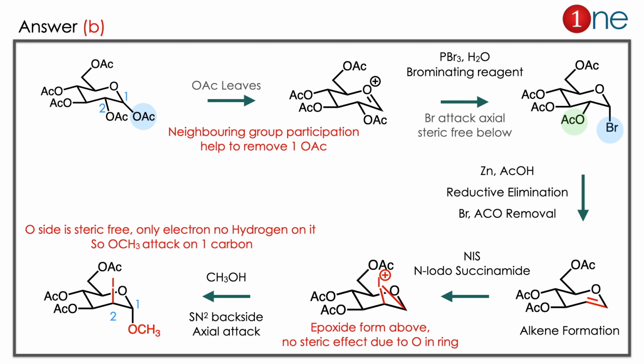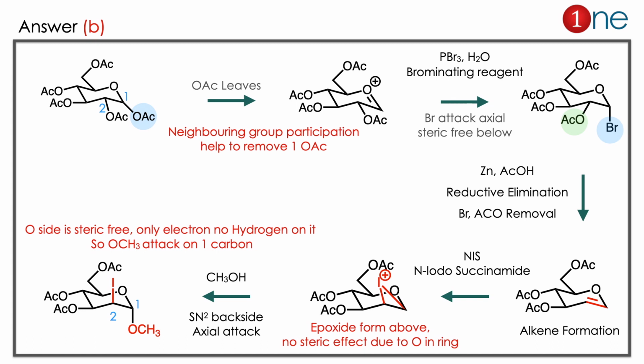Next step here is NIS. NIS means it's an analog of NBS, N-bromosuccinimide. It's N-iodosuccinimide. So iodine is bridged there. It's like an epoxide. Next step here is ethyl alcohol. So the ring will be opened accordingly. So the trans ring will be opened. But the real question is where the methyl group attacks, the first carbon or second carbon.